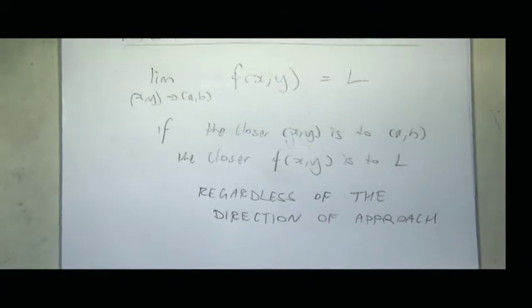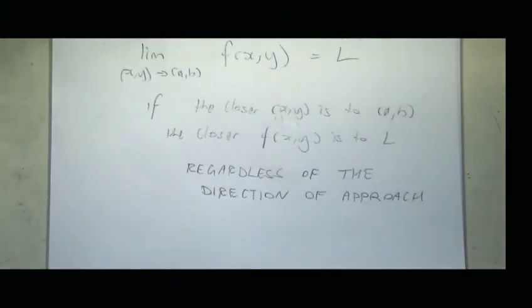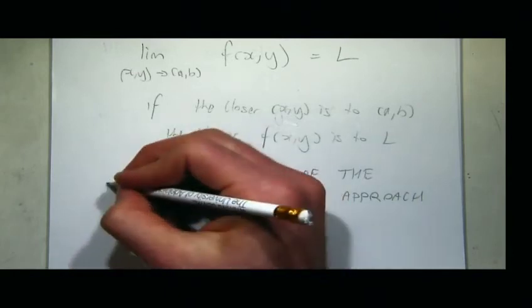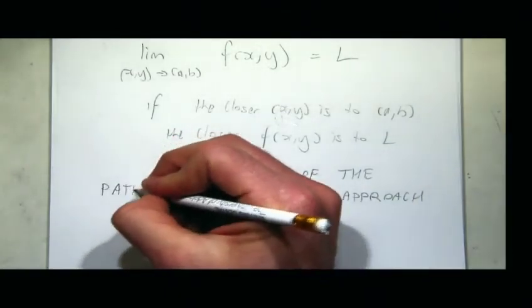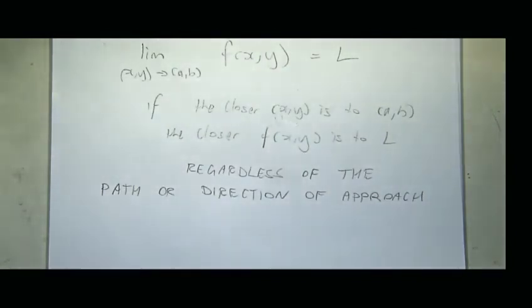So regardless of the direction or path of approach, even, it doesn't matter how the path goes. If it's a curved path, it has to work too. So regardless of the path or direction of approach, okay? That's when the limit exists.